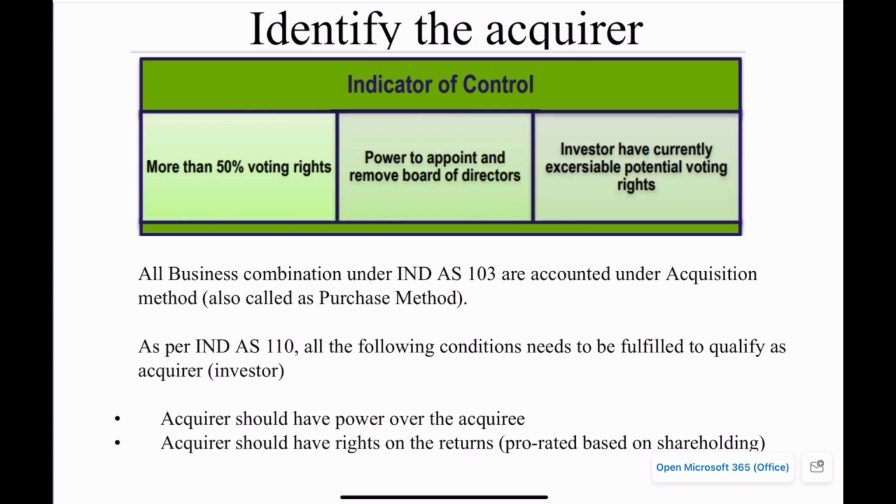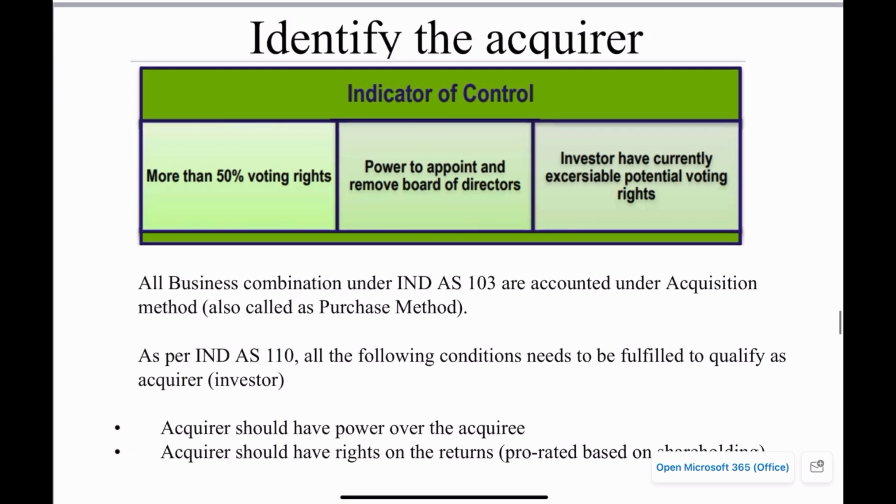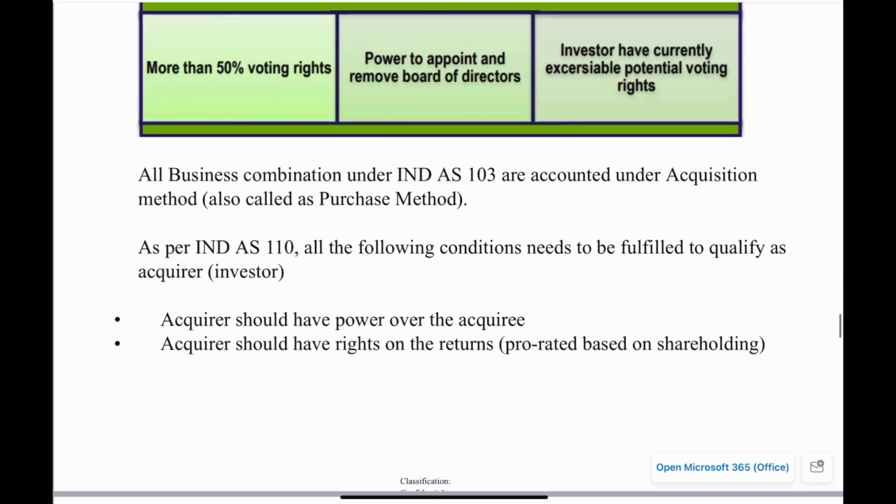Okay, so I have just given the basic conditions. All the accounting under the business combination should follow a method called the purchase method. I will also talk in detail about how the purchase method of accounting should be followed in the subsequent class.